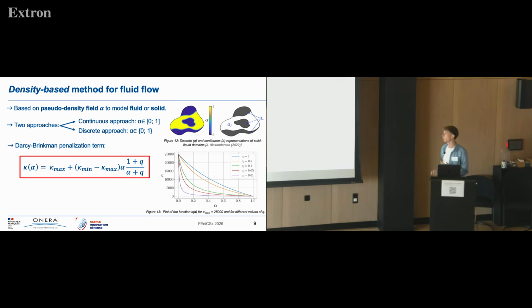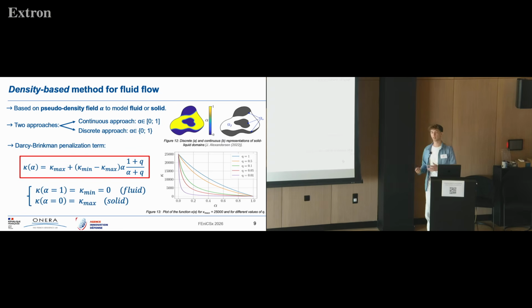Using the Darcy-Brinkman penalization term in the Navier-Stokes momentum equation permits to model the fluid or the solid. Its value is given as the interpolation between two extreme values, kappa min and kappa max, the value of alpha, so if we are in a solid or fluid, and a relaxation parameter q. So, in the fluid, we want to recover the classical momentum equation. So we set kappa min equal to 0. But in the solid, to ensure the 0 velocity, kappa max must be high enough.